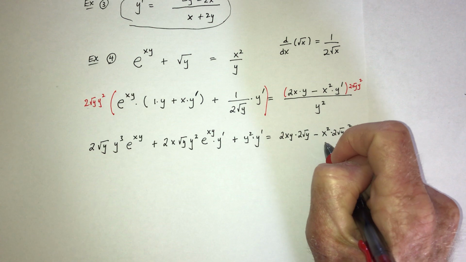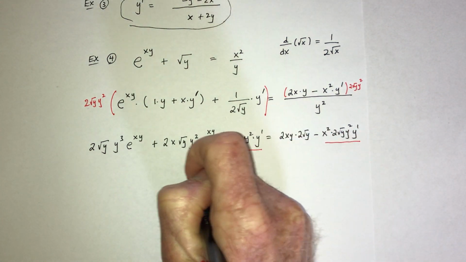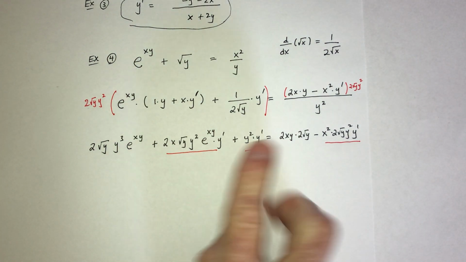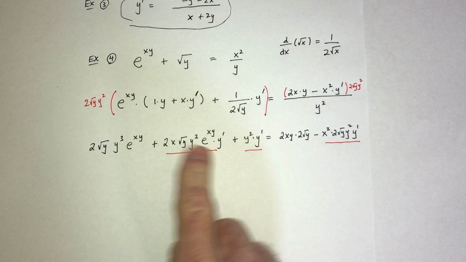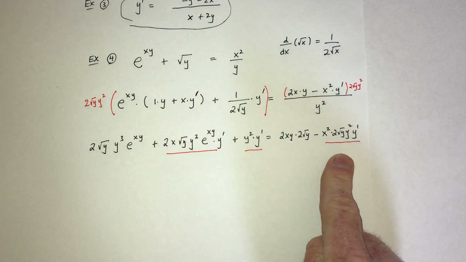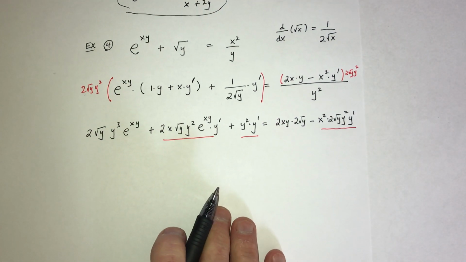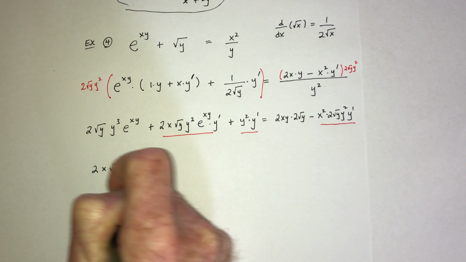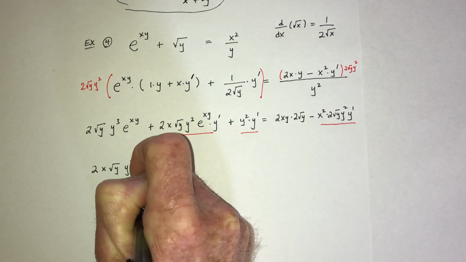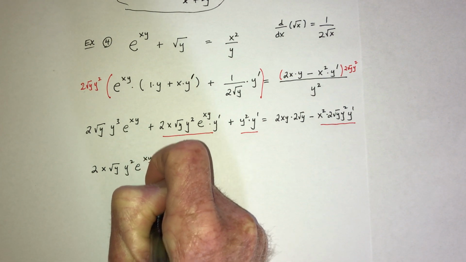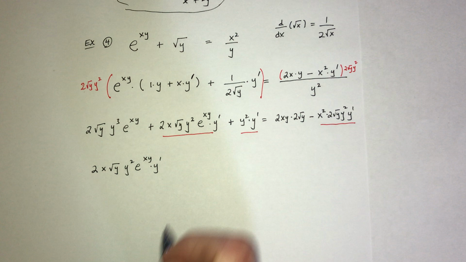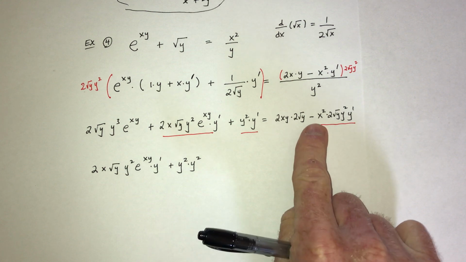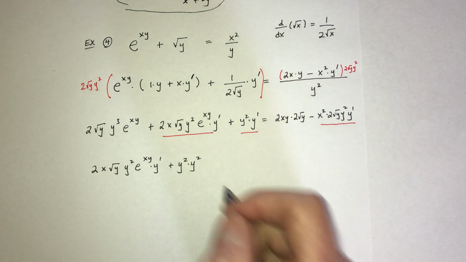Excellent. Now, everything that has y prime needs to be on one side. So there's already 2 terms that have y prime on the left side, so I'm going to take this one and move it to the left side. Since this doesn't have a y prime, I'm going to move it to the right side. So the left side is going to have this 2x square root of y, y squared, e to the xy, and a y prime, plus y squared, y prime. And now this term is negative, so when you move it to the left side, it'll become positive.